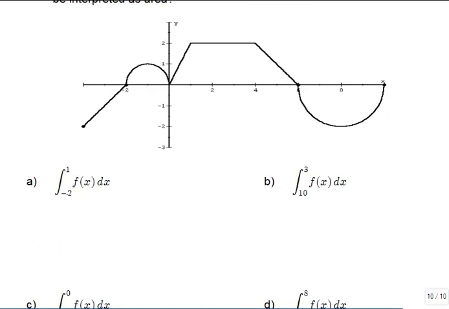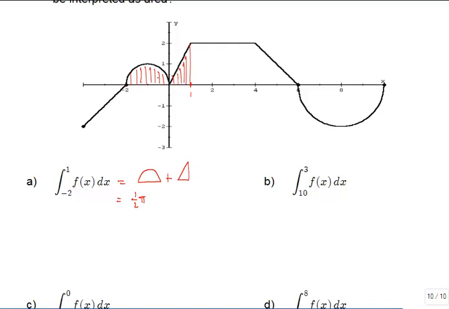We want the integral from -2 to 1 of this function. So -2 is right here, and 1 would be right here. So the integral from -2 to 1 means the area underneath this graph all the way up until we get to 1. So that's just a semicircle plus a triangle. So if we can find the area of those two shapes using our geometric formulas, then we'll know what this integral happens to represent. So area of a semicircle is 1/2 pi r squared.